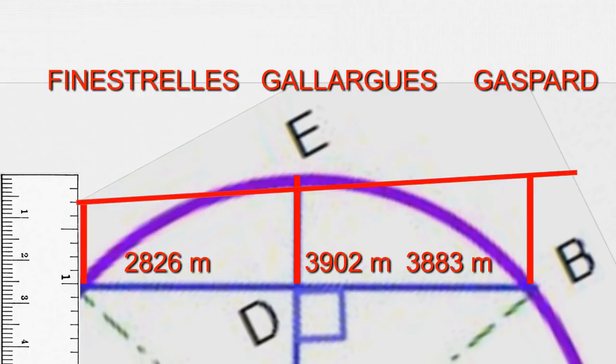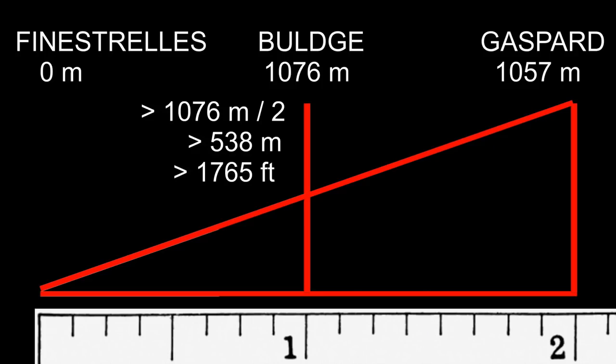Here's a graph of the elevation of the two peaks and the bulge, and I show the correction in green. This is a screenshot of the graph where I subtract the elevation of Peak Fenestrelle from itself, the bulge, and Peak Gaspard. The correction is in red for the bulge.